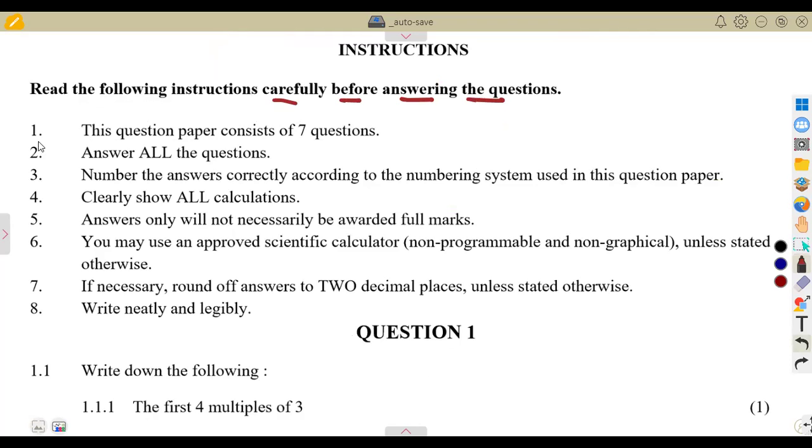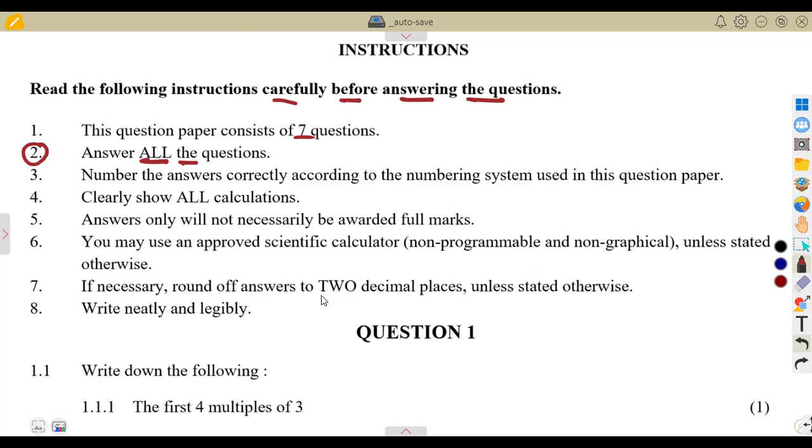All right. So we were given the part of our question. It has got 7 questions. All right. Then answer all the questions. Number the answers correctly according to the numbering system. So it's going to depend if you are answering on that paper, which is what we are now having nowadays. But you remember this, you are going to write it aside, which is fine, no problem.